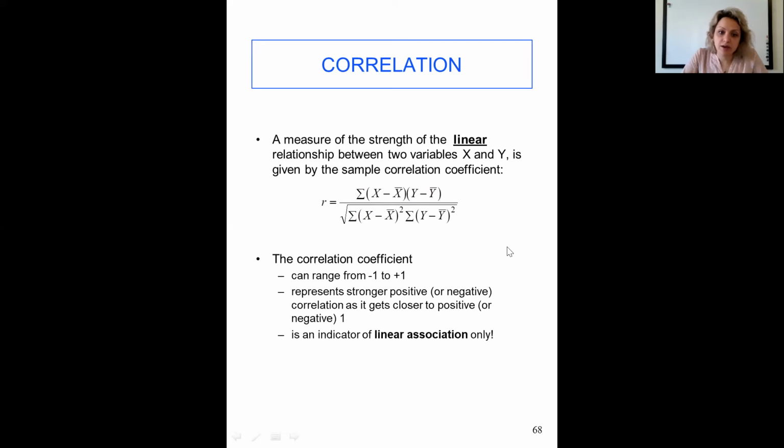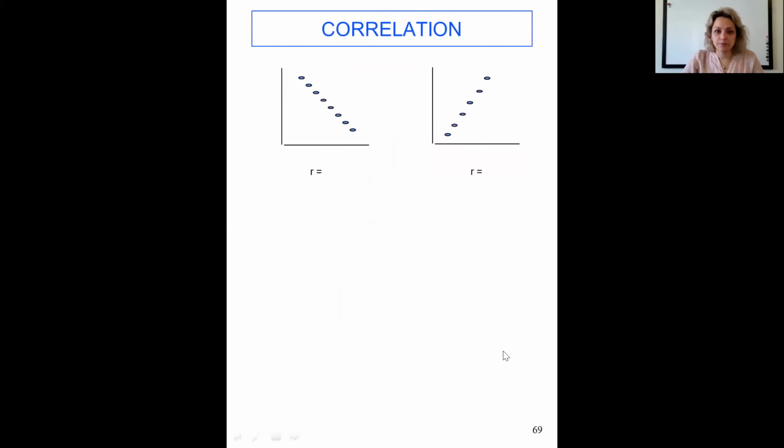It's written here, R can range from -1 to 1, representing a stronger positive or negative correlation as it gets closer to positive or negative one. And when R is closer to 1, the R square is closer to 100%, or 1 as well. So it's going to give us a better regression fit. It is an indicator of linear associations only.